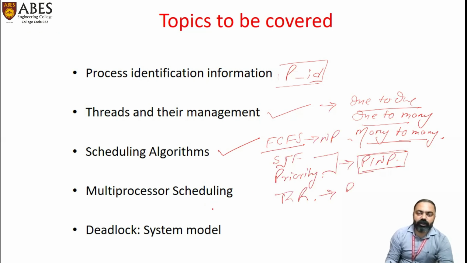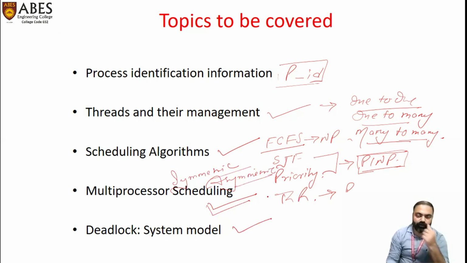Then multi-processor scheduling. What type of scheduling will there be if a system has a number of processes, meaning there is more than one processor? Mainly there are two types of structure, symmetric and asymmetric. Okay. Then there is deadlock. What is deadlock?